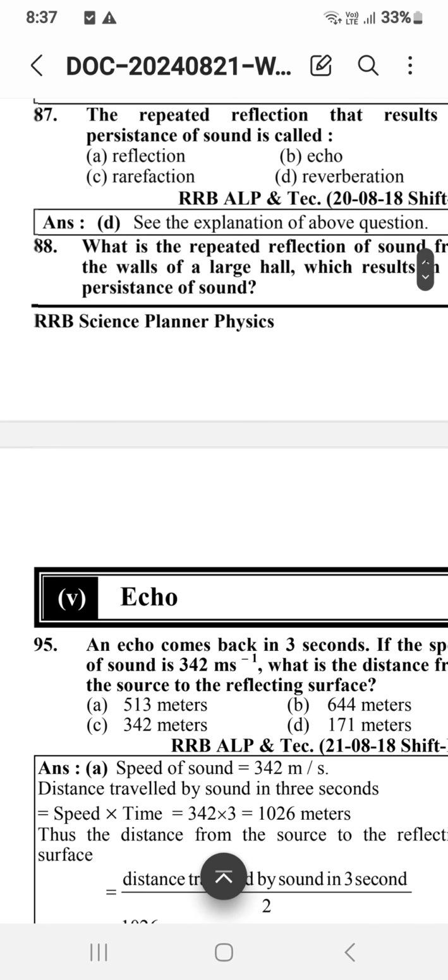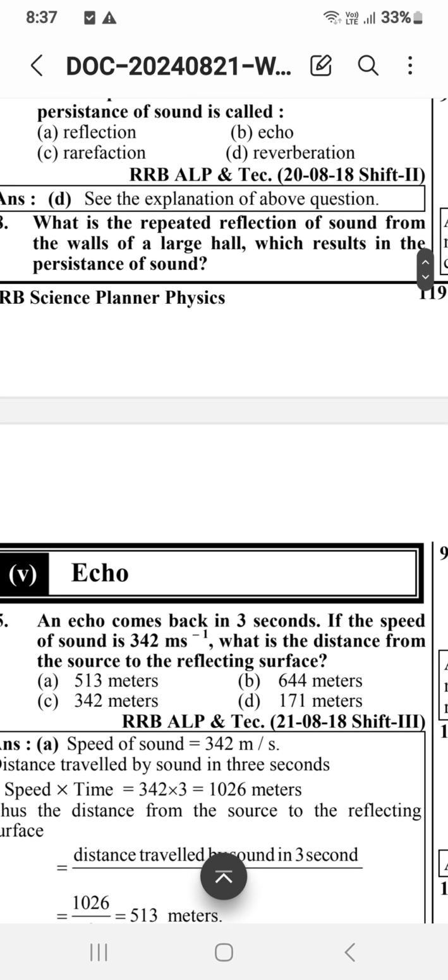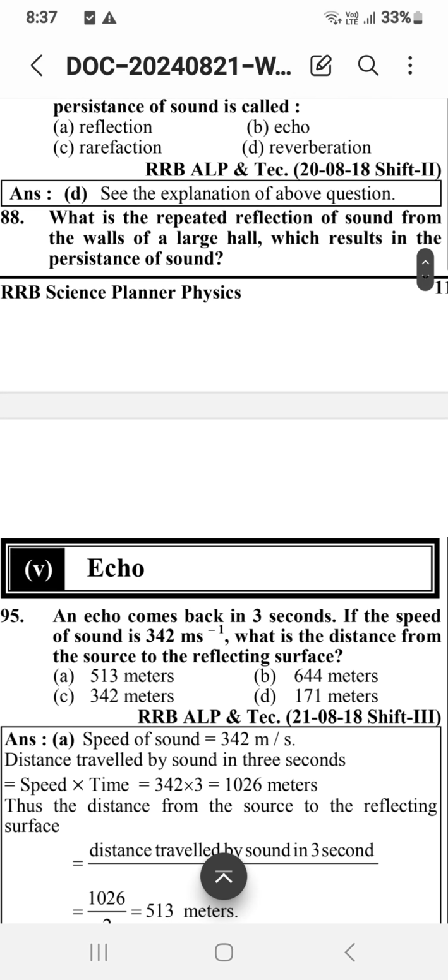Next topic, echo. An echo comes back in 3 seconds. If the speed of the sound is 342 meter per second, what is the distance from the source to the reflecting surface? Distance traveled by the sound in the 3 seconds equals speed into time.